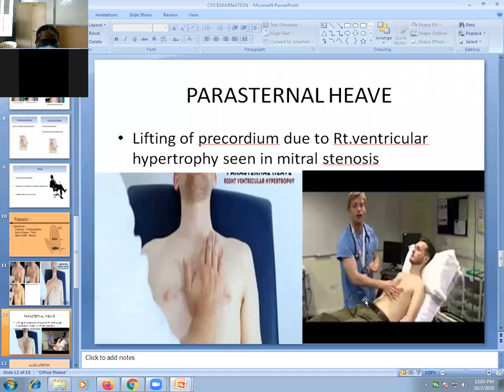So this is the way of checking the presence of parasternal heave, presence of thrill, and the position of apical impulse. These are the 3 points in palpation. If present, write down present. If absent, write down absent. Parasternal heave always suggests right ventricular hypertrophy, and it is classically seen in patients of mitral stenosis.